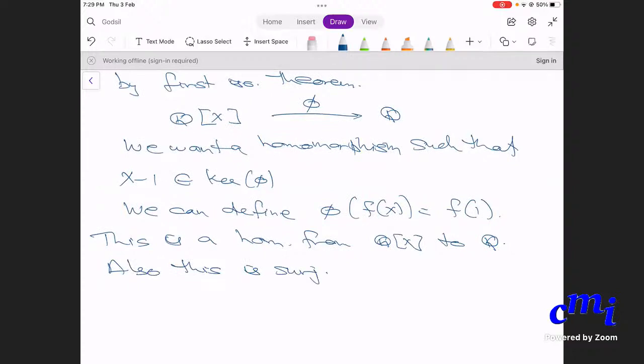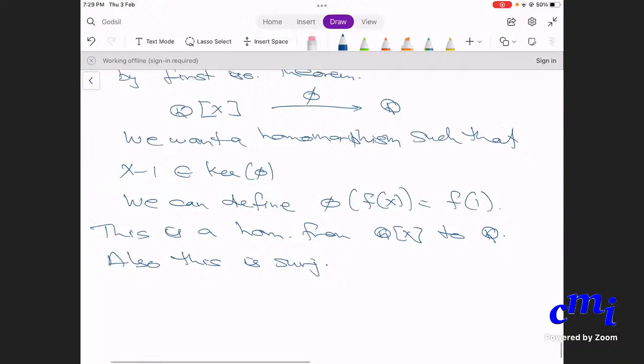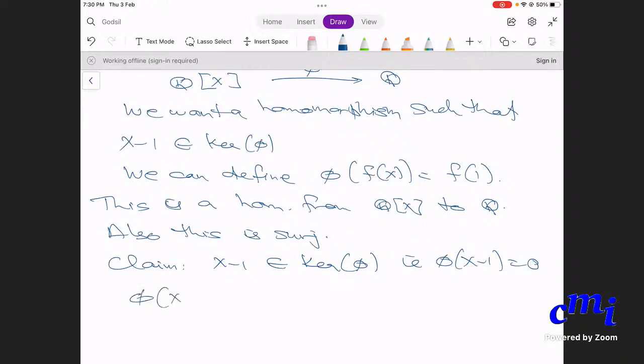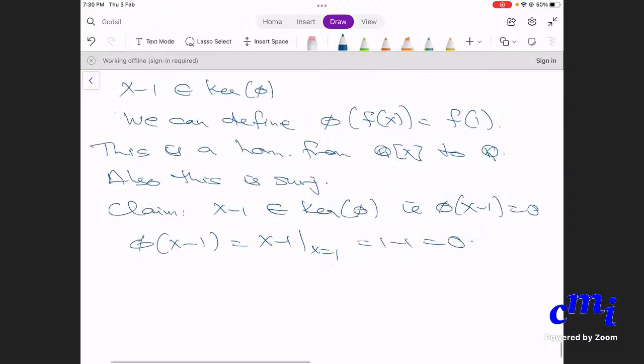That's easy, right? So it's a surjective homomorphism from Q[x] to Q. Now I claim that x minus 1 belongs to the kernel of phi, i.e., phi of x minus 1 is 0. That's what it means to belong to the kernel of phi. But what is phi of x minus 1? Phi of f(x) is f evaluated at 1. So phi of x minus 1 is x minus 1 evaluated at x equal to 1, and that's of course 1 minus 1, that's 0. So x minus 1 is in the kernel of phi.